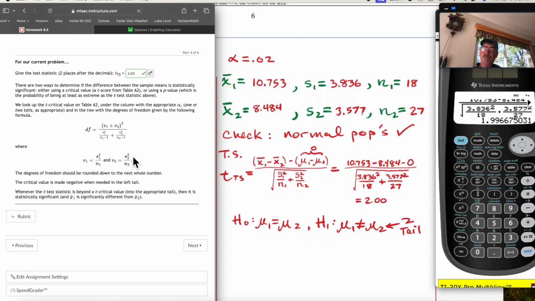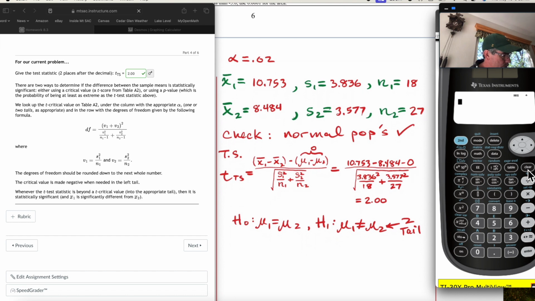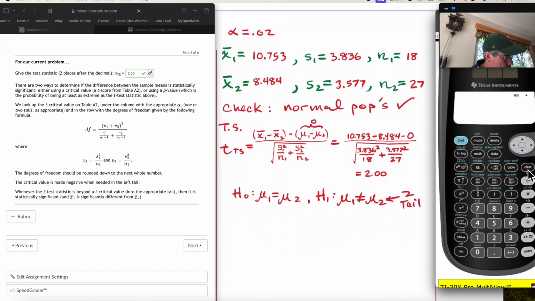All right, now the degrees of freedom is its own little adventure. So we have to compute the V1 and the V2 here before you can do the degrees of freedom. So a couple of steps here. I'll just go ahead and put it on the notes. So we're going to do the V1 first.